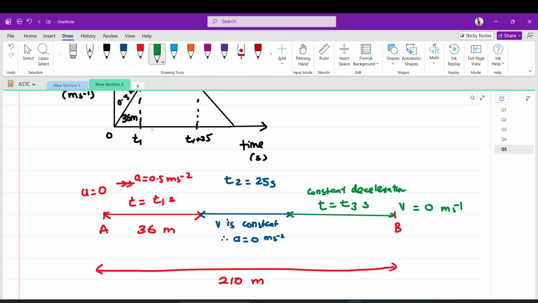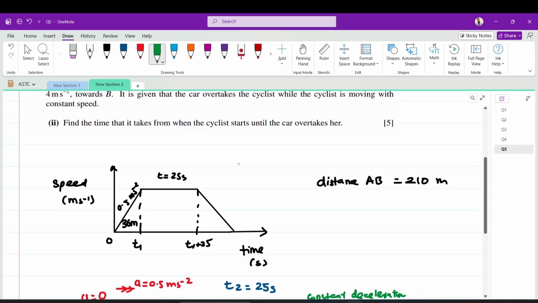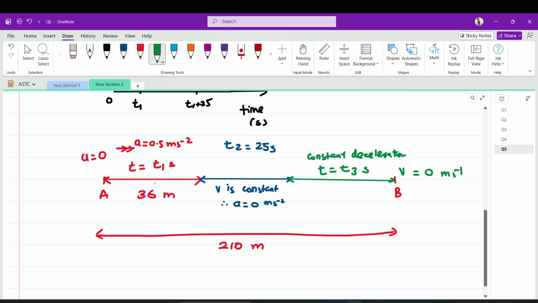All right. The question is, we need to find the total time that the cyclist takes to travel from A to B. In the red region, we don't know the time. In the blue region, we know how much time it took, so this is already done for us. Then over here, we need to find the time. Once I know T1 and T3, I can add all three times. That will be my total time. So if I see the values which have been given to us, I know U, A, T, and S.